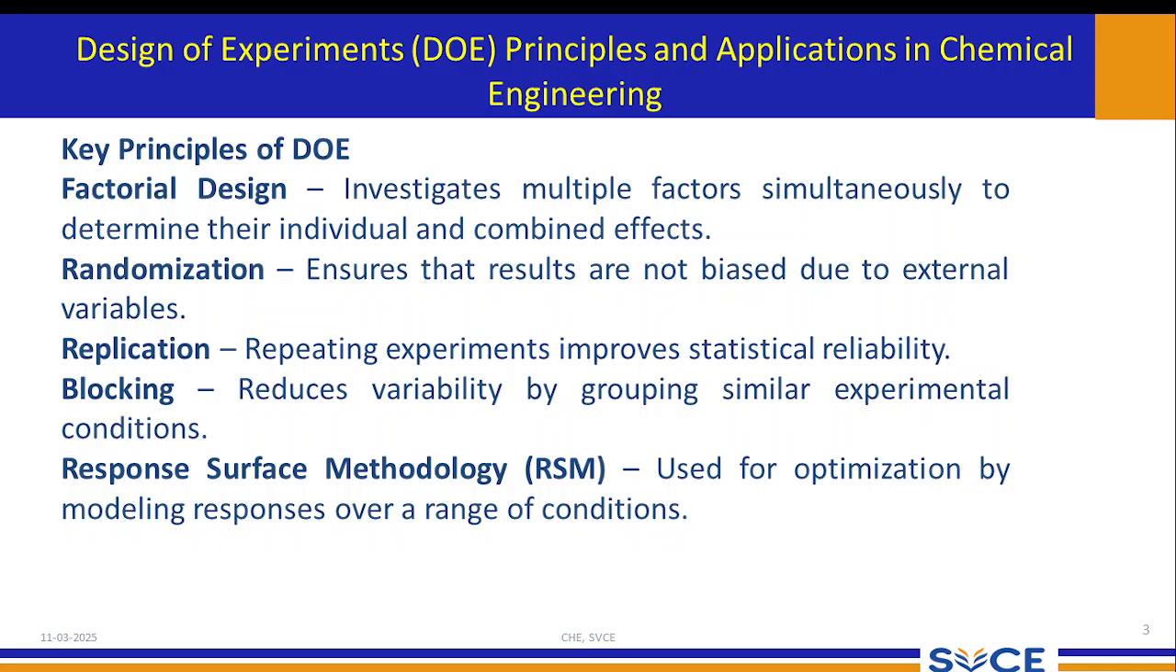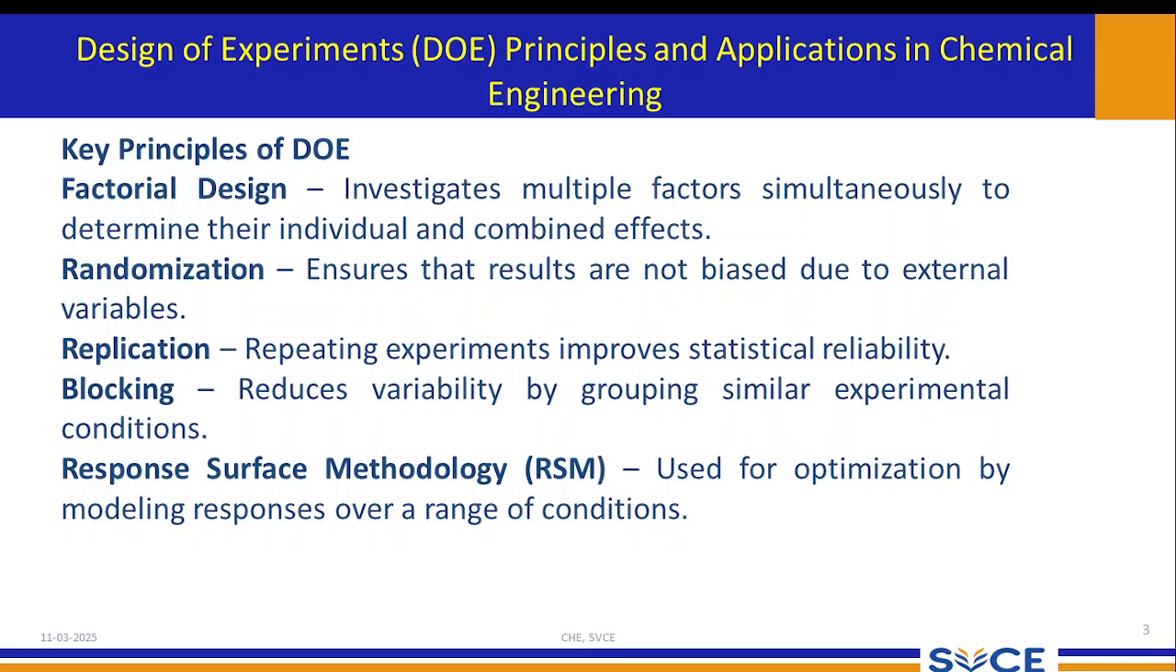Blocking reduces variability by grouping similar experimental conditions. Let's say there won't be much effect because of this. The design of experiments will identify the points and reduce the number of experiments. Blocking reduces variability by grouping similar experimental conditions. Reduce variability: let's say some of the variables do not have much effect on the dependent variable.